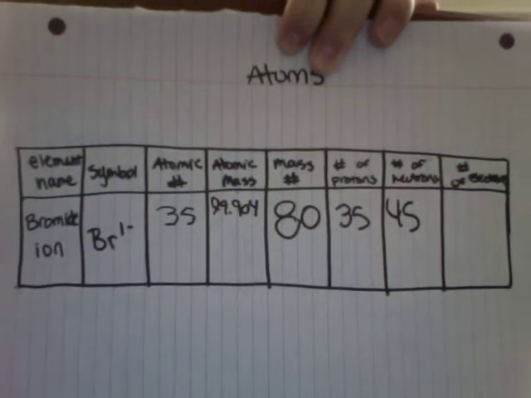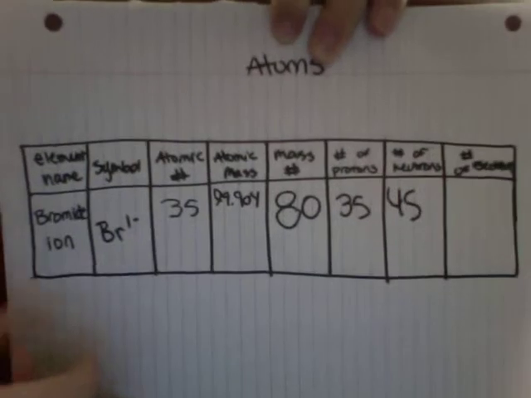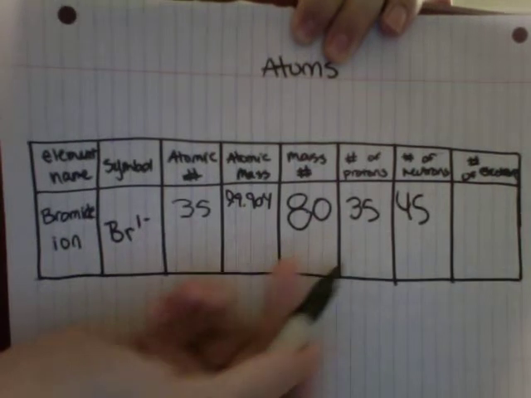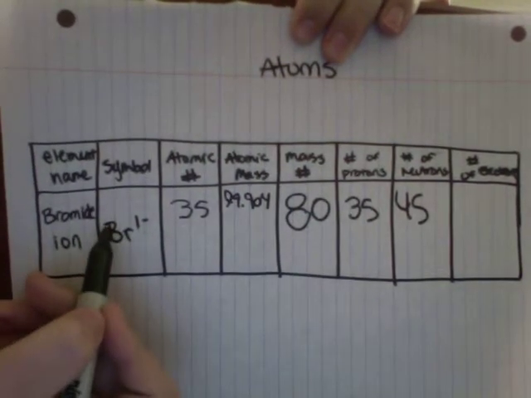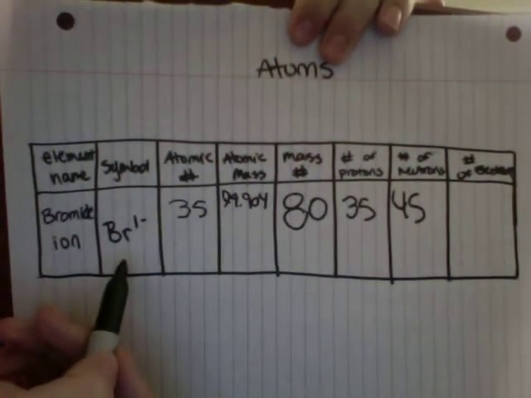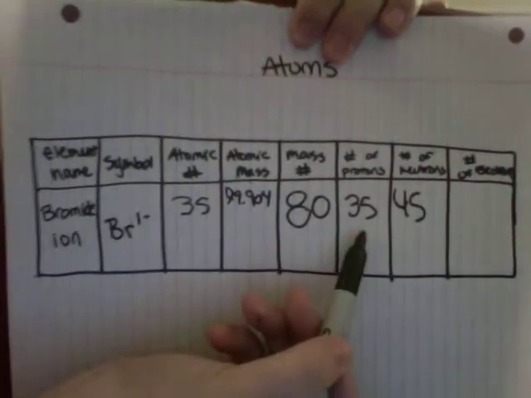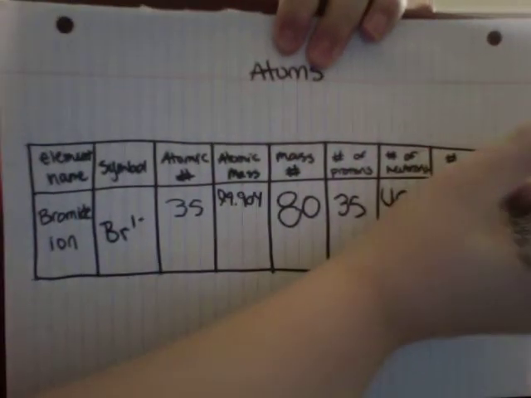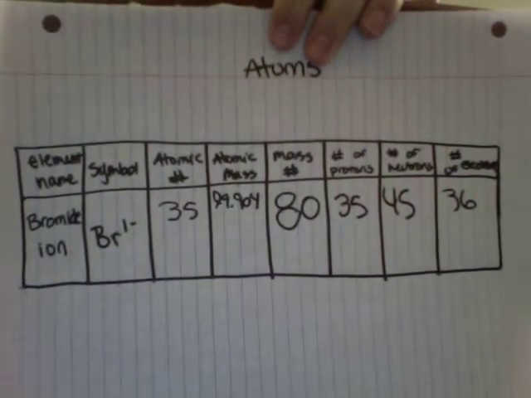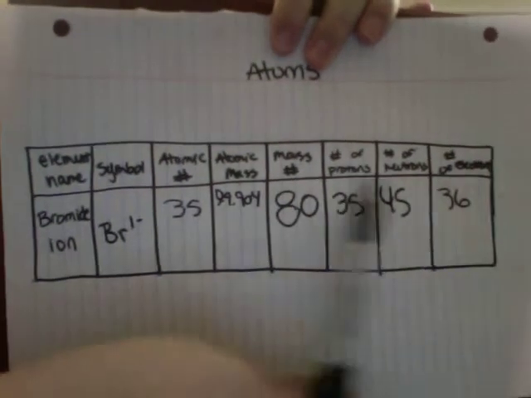Next, the number of electrons. If it's a neutral atom, the number of electrons will be the same as the atomic number and the number of protons. But this is not a neutral atom, because it is bromide, Br1-, which means it has one more negative charge than positive charge. So that means it has one more electron than protons. So 35 plus 1 is 36. Simple as that. And that is how you figure that out.